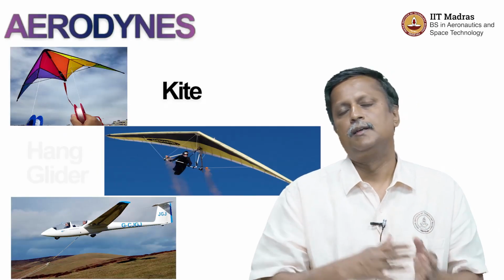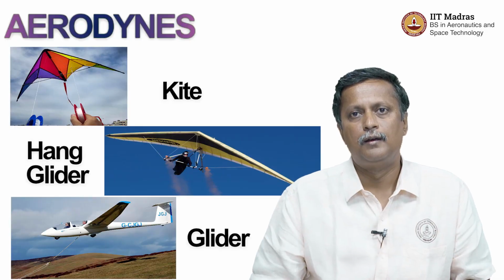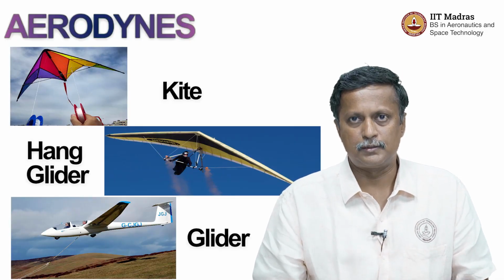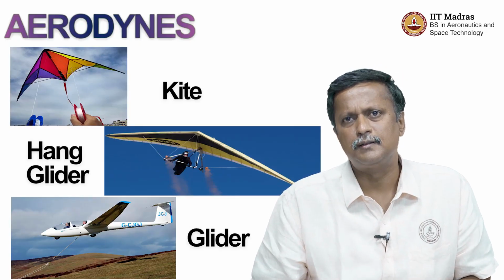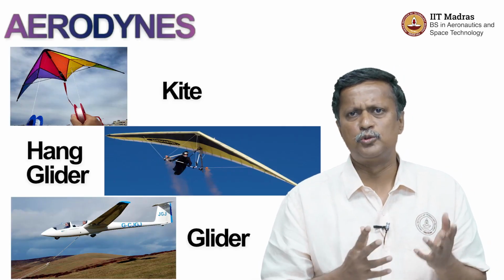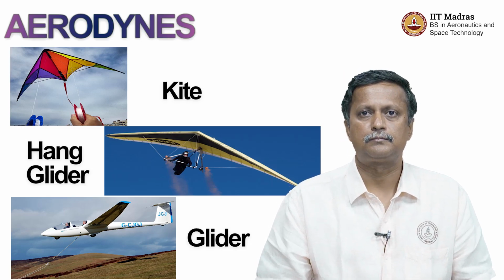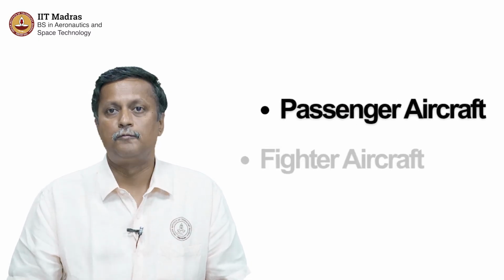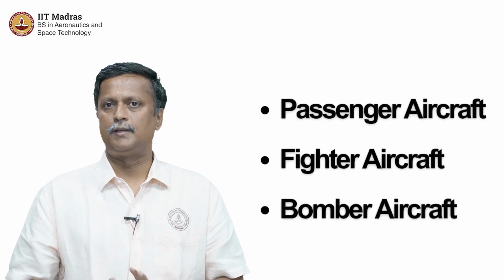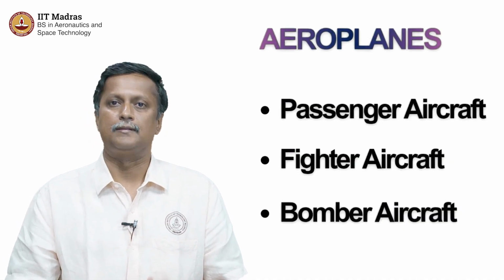So these kites and hang gliders are all unpowered. I am not using any extra power source, no engine as such. So they are all only for shorter flights. They are not as practical. That's why they are used only for fun purposes, not really for any practical application. Other things that we more commonly encounter are basically your passenger aircrafts, fighters, bombers. If you look at all of them, they all come under the classification of what we call airplanes.